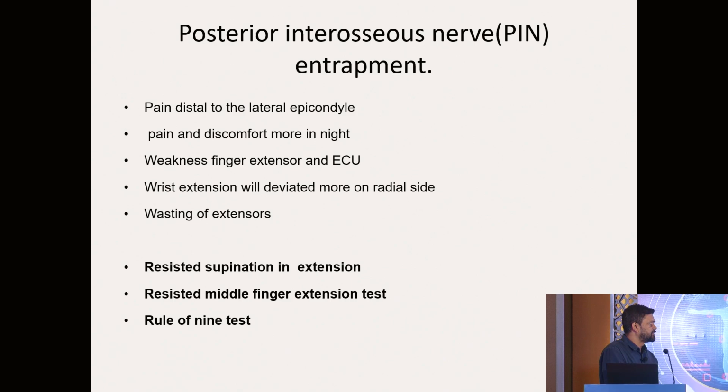There is also wasting of the extensors. The common test we use for PIN entrapment is resisted supination in extension, because this nerve is entrapped in the arcade of Frohse, or between the 2 heads of the supinator. So to increase the entrapment of this PIN nerve, we need to activate the supinator.